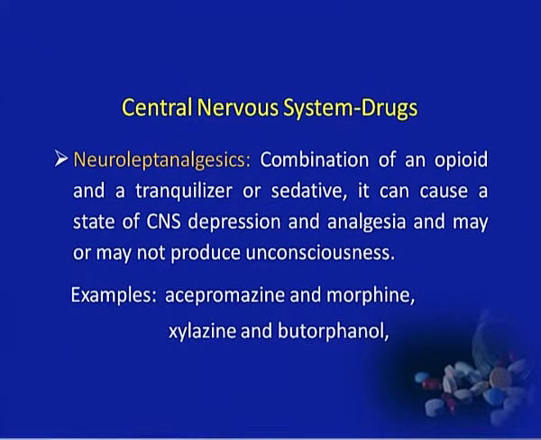Neuroleptic analgesics. It is a combination of an opioid and a tranquilizer or sedative. It can cause a state of CNS depression and analgesia and may or may not produce unconsciousness. The examples of these kinds of drugs are acetaminophen and morphine as one combination, and xylazine and butorphanol as another combination. Let's discuss sedative drugs.